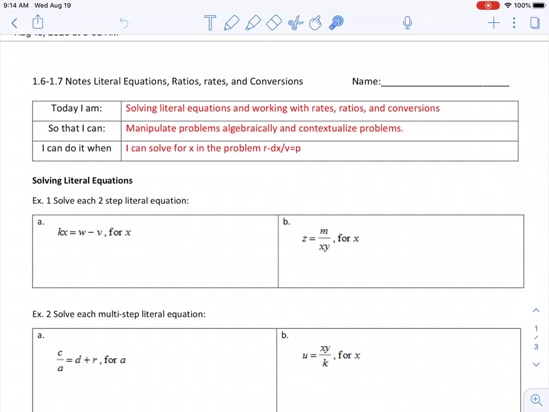And then we'll be able to do it when we can solve for x in a problem like r minus d times x divided by v equals p.